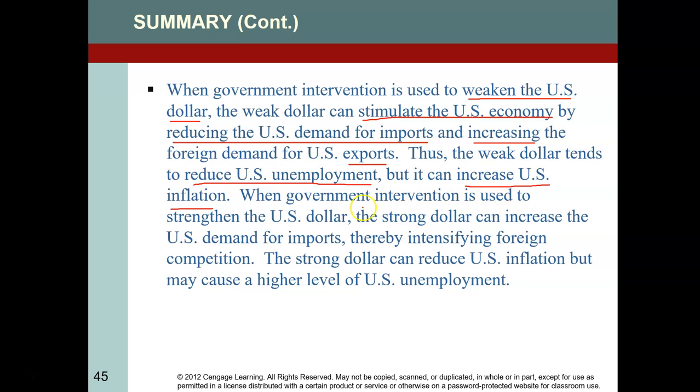On the other hand, if the government strengthens the US dollar, then the imports will be higher, thereby intensifying foreign competition. The strong dollar can reduce US inflation, but may cause a higher level of US unemployment rate. Okay, the domestic price will be lower in this case, and there will be loss of jobs domestically as well.